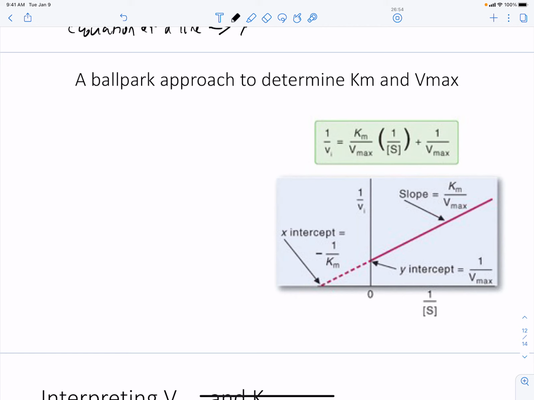But the problem with this approach is an overemphasis at the lower substrate velocities. Because of this overemphasis, you can only get a general idea of the Km and Vmax. Again, computers can calculate these precisely. But basically, the plot will give you a y-intercept, which is going to be 1 over the Vmax, and an x-intercept, which is going to be negative 1 over your Km.